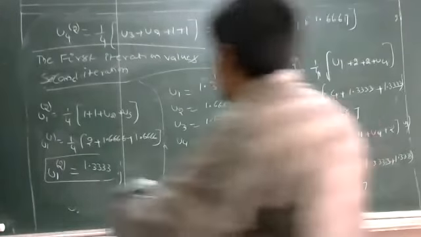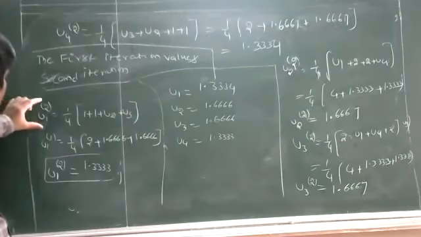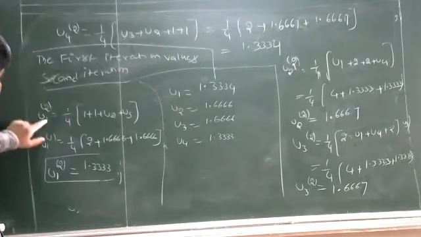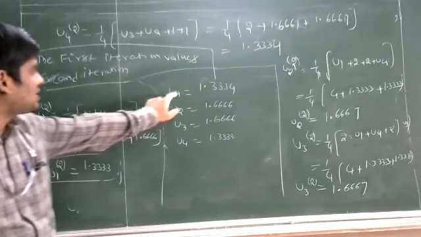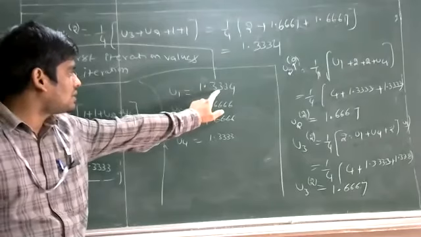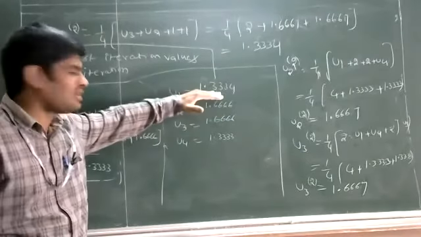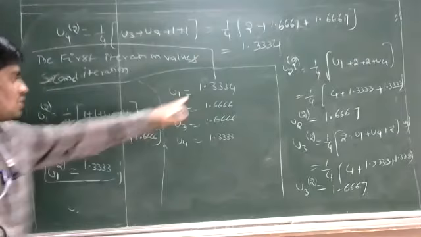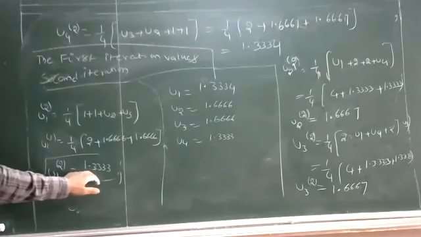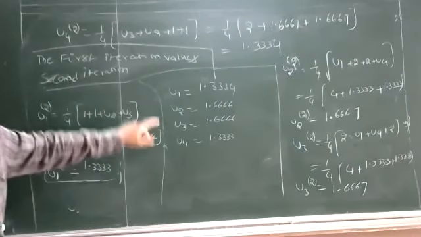Right. So observe that in the second iteration u1 is 1.3333. Sorry, this is the first iterative value. This is the second iterative value. So what is the difference between these two? What is the difference? 0.0001.